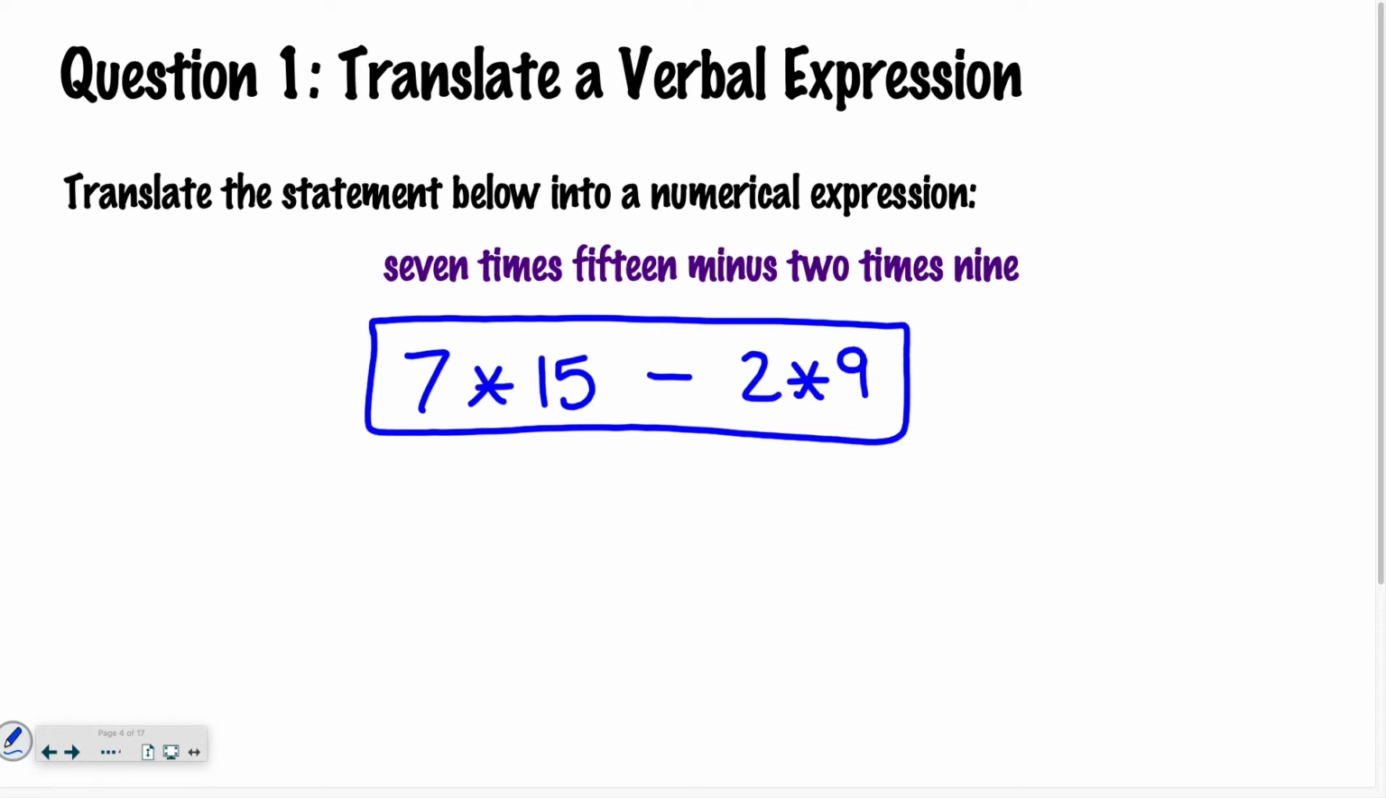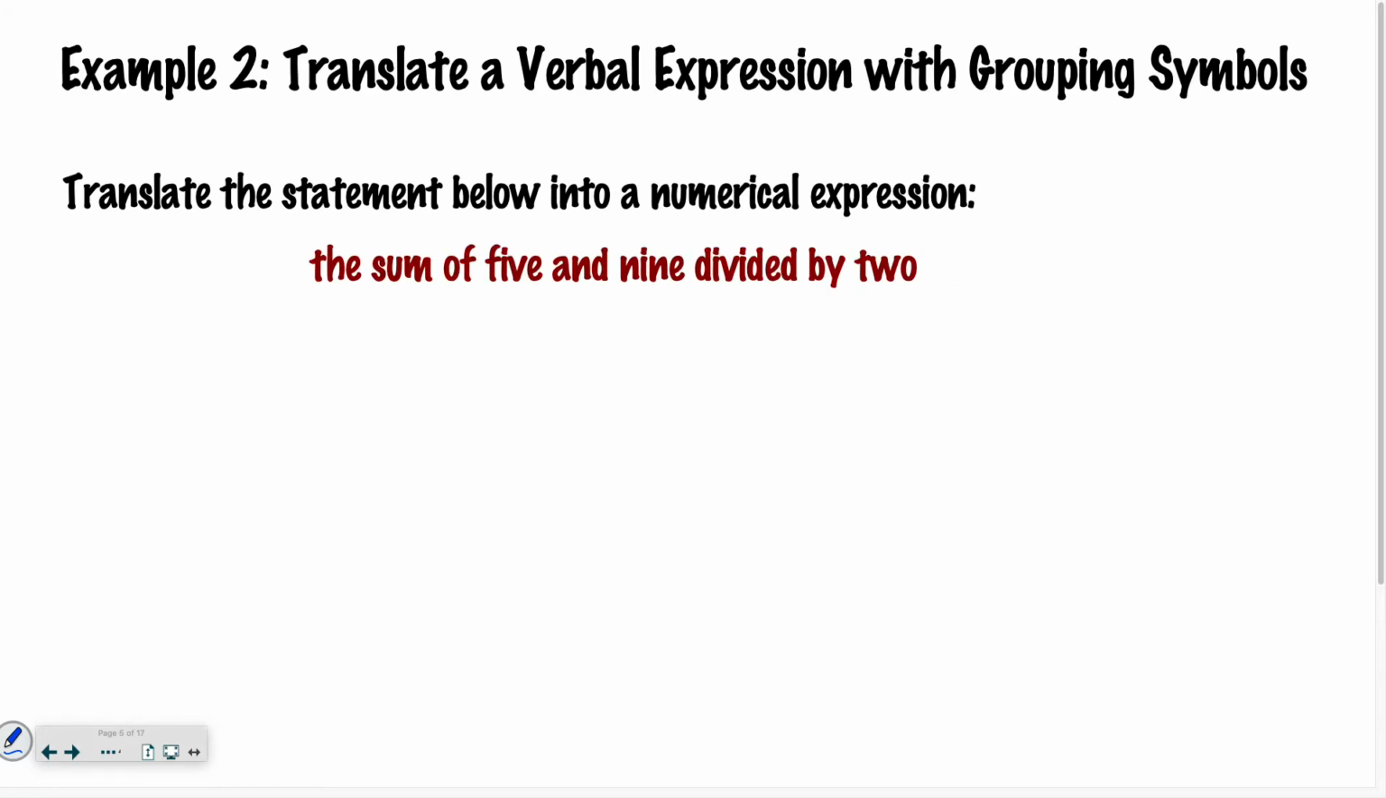Okay, so 7 and then times 15. And then I put a minus sign, and then I put 2, multiplication sign, and then 9. So hopefully that's what you got too. If not, ask for some help. I'm happy to answer questions for you.